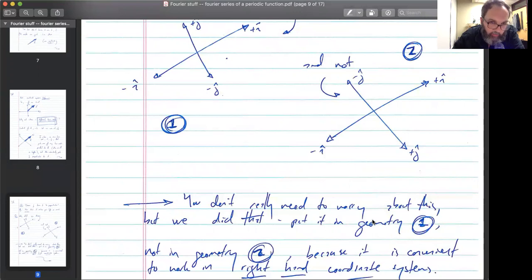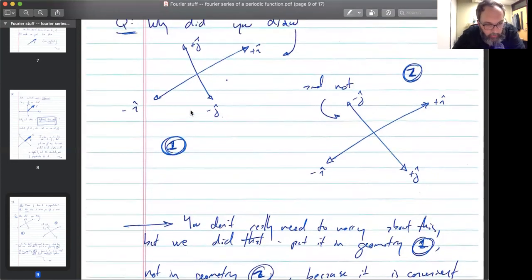You don't have to worry about this really, but we did this. We used this geometry and not this geometry because this is a properly formed right-hand coordinate system. So when you hear the phrase right hand, you think right-hand rule, and that right-hand rule is defined to work the way it does. This is all connected, right? We live in right-handed coordinate systems.